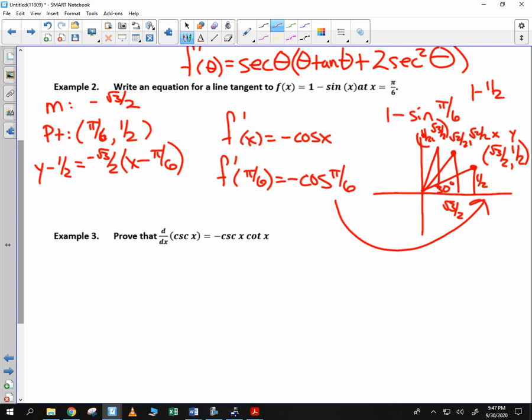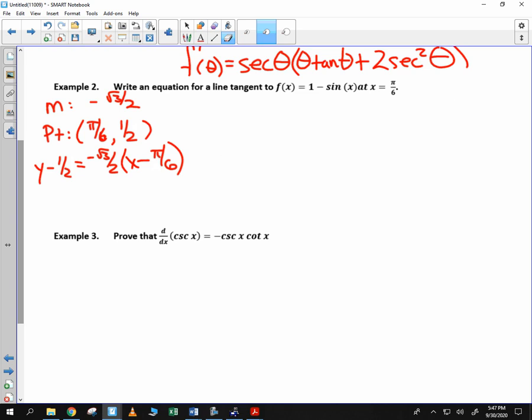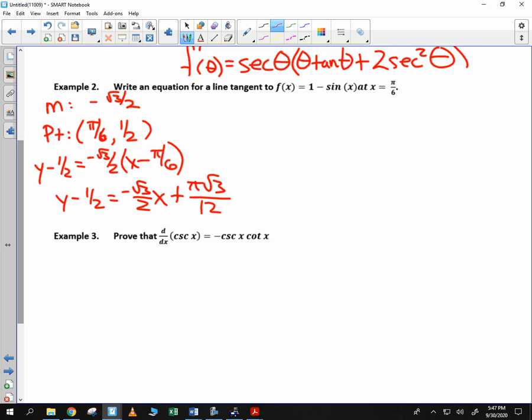We're going to write the equation in slope-intercept form, and then we're going to verify it graphically. So y minus 1/2 is equal to negative root 3 over 2 x plus pi root 3 over 12. So I'm going to add 6/12 to both sides.